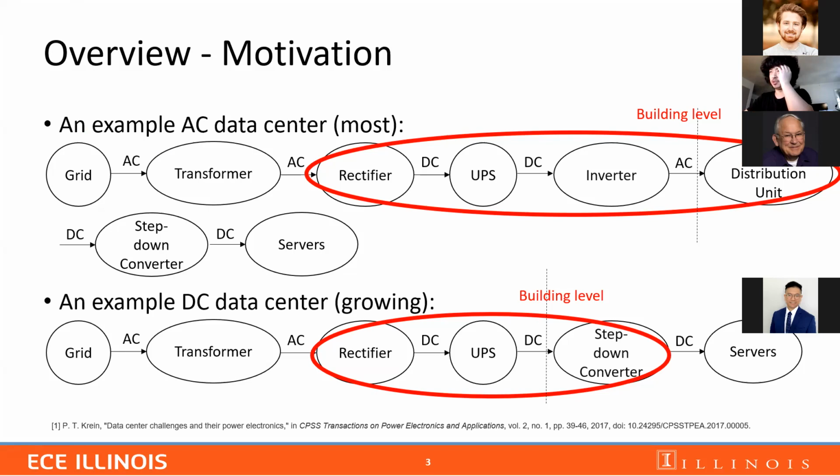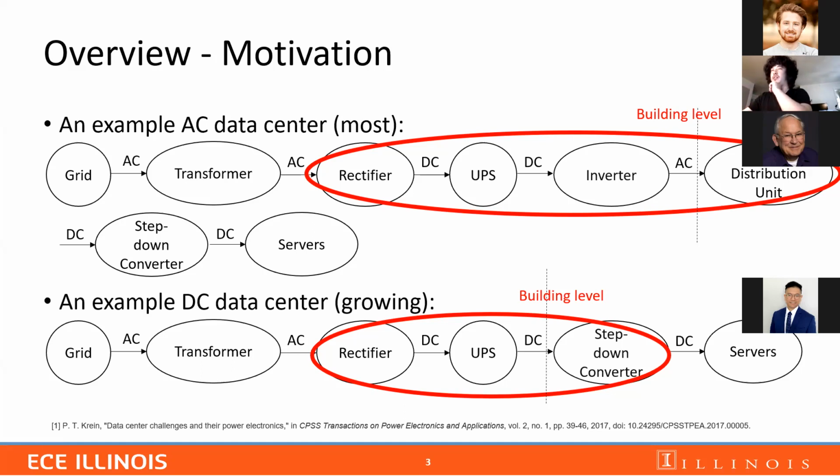The main difference between these two is in the building level power distribution. In AC data centers, after they convert the AC grid power to DC to charge the batteries in the UPS, they have to convert it back to AC to power the building level AC power distribution unit. While in the DC data center, after they charge the batteries in the UPS, they do not have to convert it back to AC.